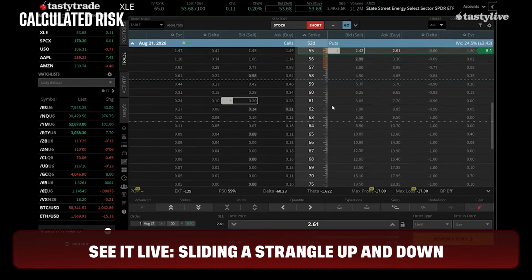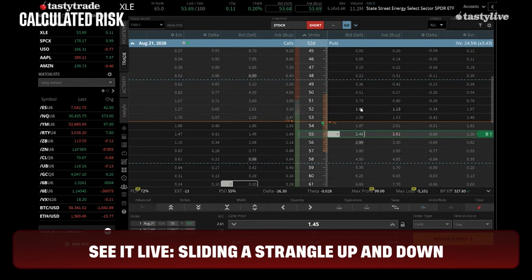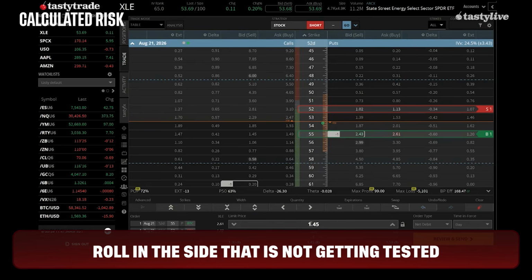I buy back my 55 put, and then maybe I sell out a 52 put. And that would be a $1.45 debit, which would be adding risk to the trade, of course. So I don't want to do that. But just for the purposes of understanding the terminology, this is what rolling down means.